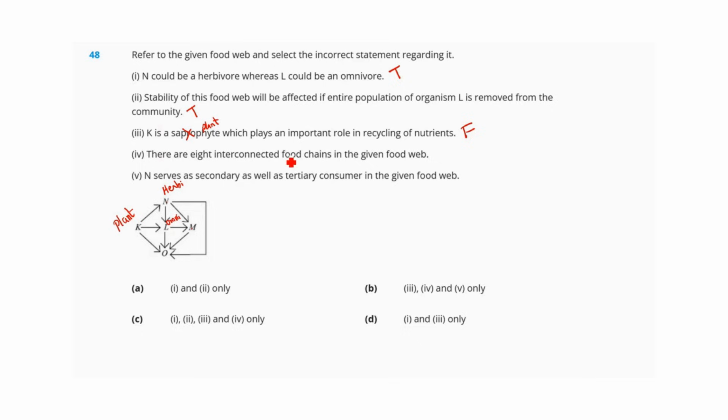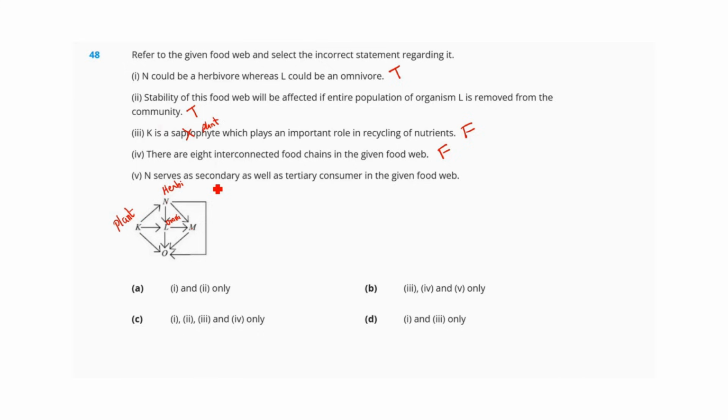There are 8 interconnected food chains in the given food web. 1, 2, 3, 4, 5. 5, not 8. This is also wrong. This is false.